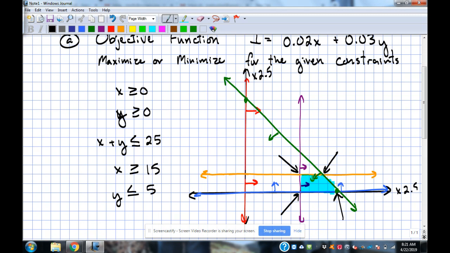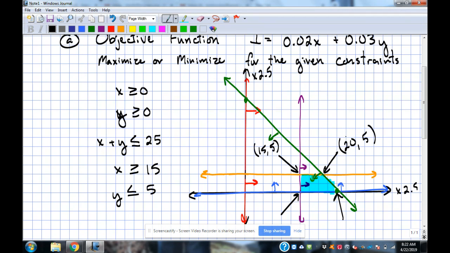So this line, the orange line and the purple line connect at the point 15, 5, right? And then the orange line and the green line are going to be at something, 5. Is it 25? 20. Okay, I got you there. Good. 20, 5. How'd you find that?